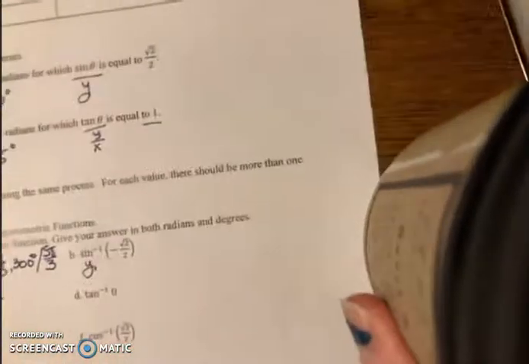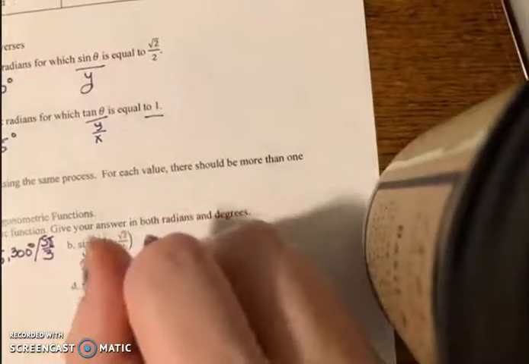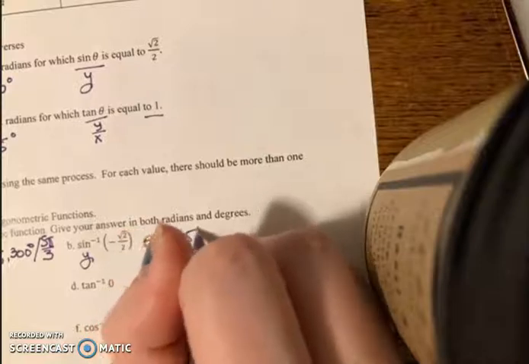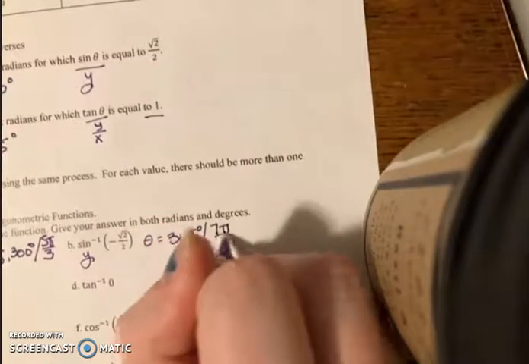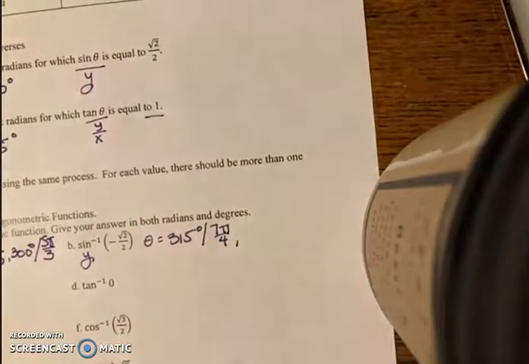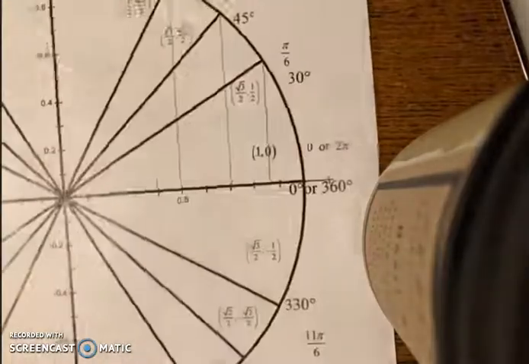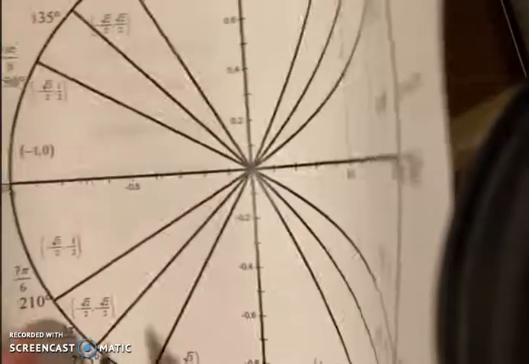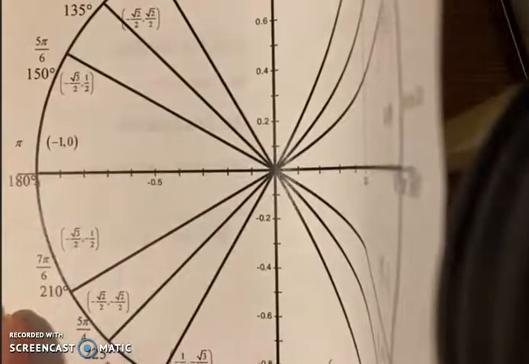So I'm just going to scooch this over. 315 or 7 pi over 4. And then I also had a y value of negative root 2 over 2 right here at 225 or 5 pi over 4.